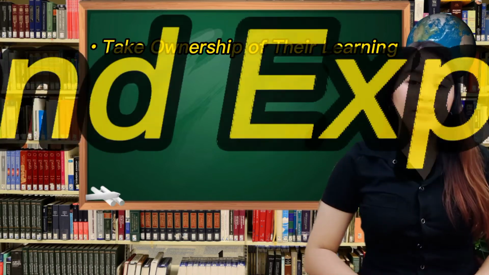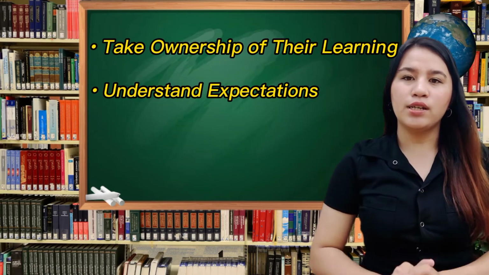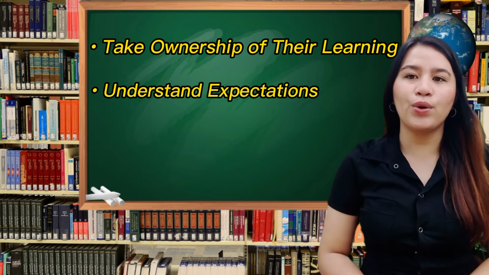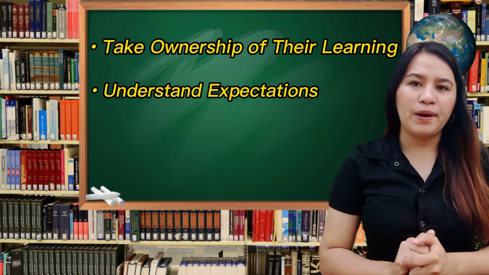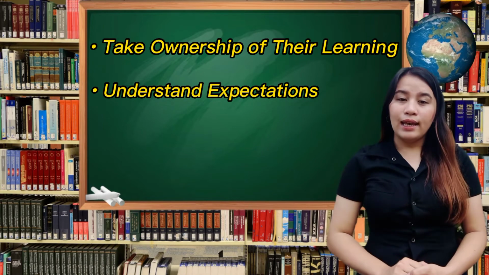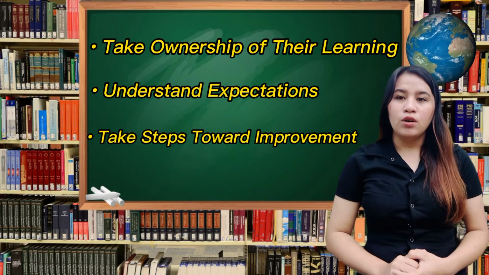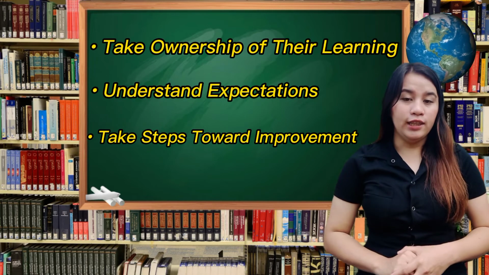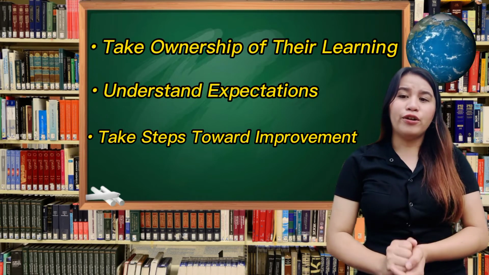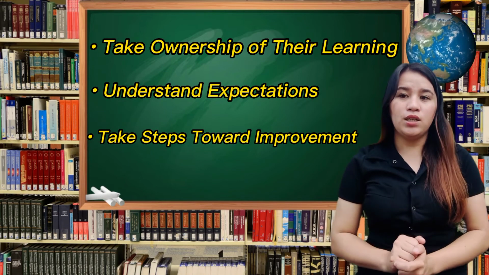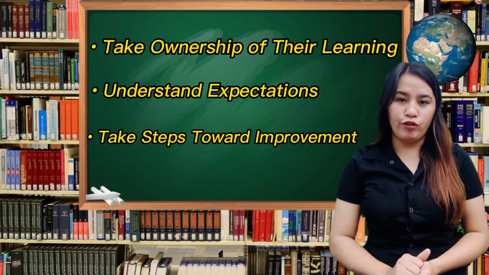Number 2, understand the expectations. When written in kid-friendly language, students can use the rubrics to understand exactly what is required of them on all aspects of their assignments. Lastly, number 3, take steps towards improvement. When students can see where they are currently performing and compare that to where they want to be, they can, along with your help as a teacher, develop action steps to help them improve.